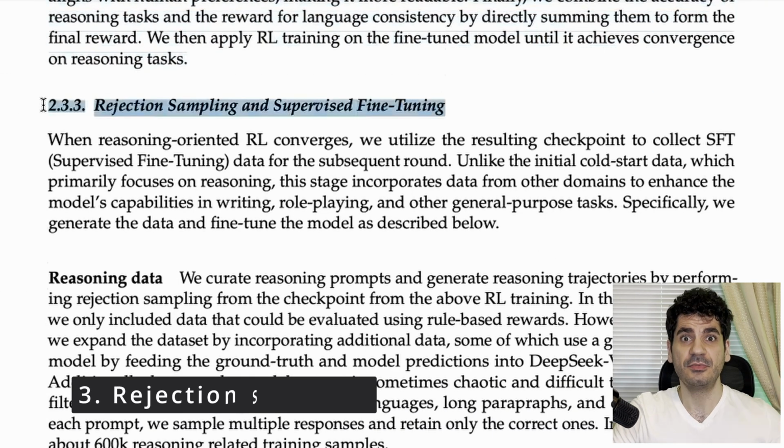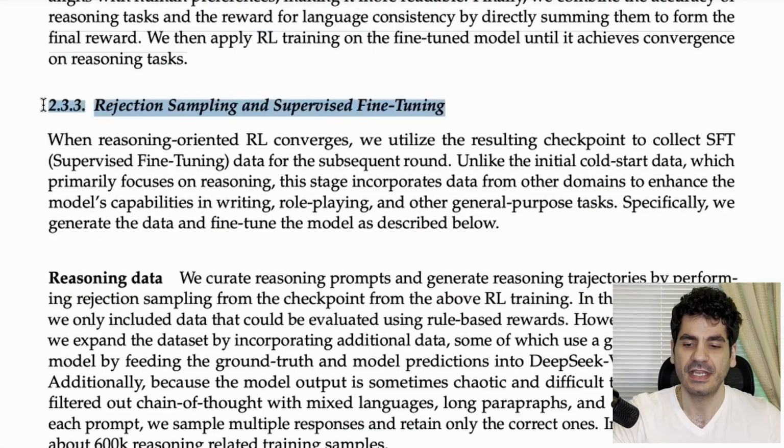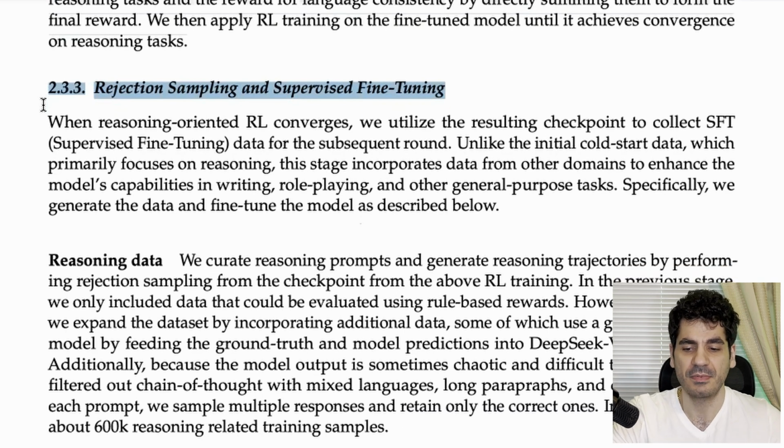Now on the third contribution, they have the rejection sampling, and that's very important when the supervised fine-tuning comes in again. So let's take a look at it. At first it was a cold start, which was SFT, then it was RL to generate some samples, and then after that it's again SFT. So they take the result from the checkpoints of the supervised fine-tuning, and they're going to use it in order to generate role-playing, general purpose tasks, and so on.